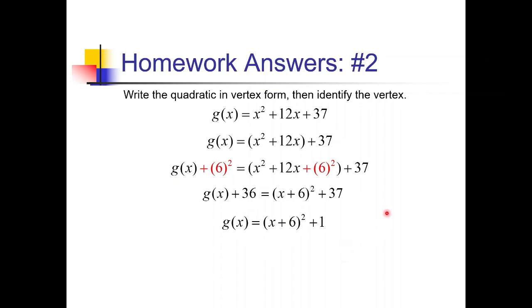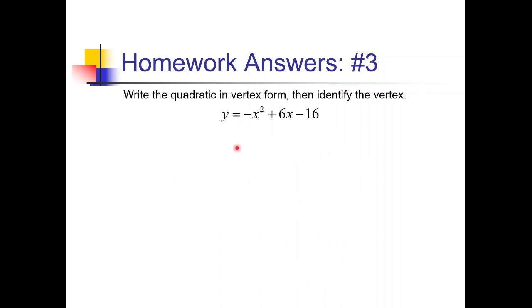And the last piece of this, they wanted us to identify the vertex. So remember, it's going to be h comma k, and the formula is written as x minus h, so it's actually the opposite of what you see in here for the x value. So we end up then with negative 6 comma positive 1 for the vertex.